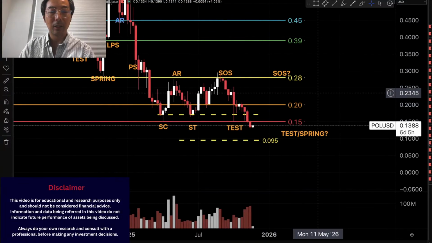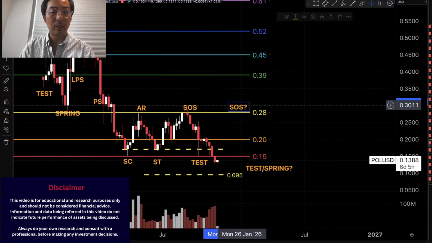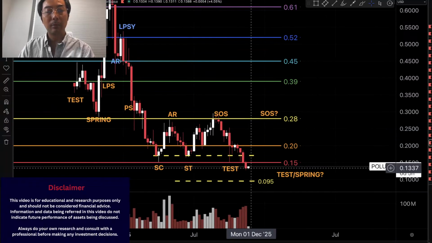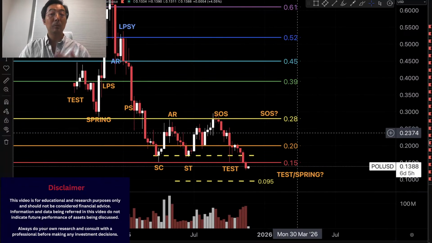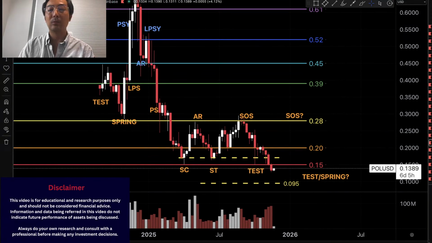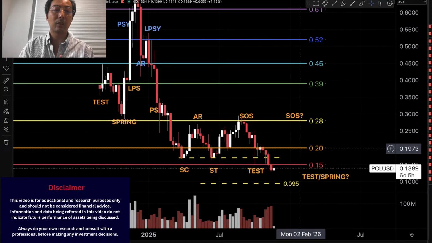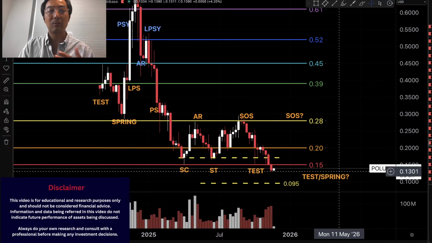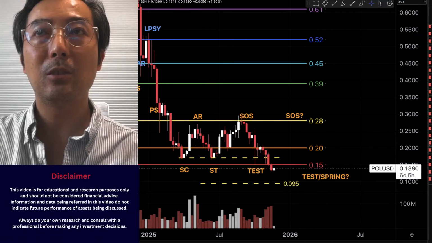At this point, we're just hoping to see a sign of strength. That means challenging the 28 cents, almost 2 times the price of now. So, time points, Wyckoff stages, key levels. That's all for Polygon.